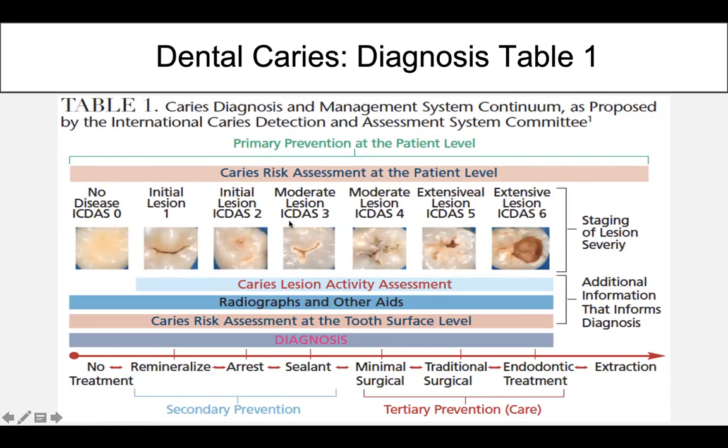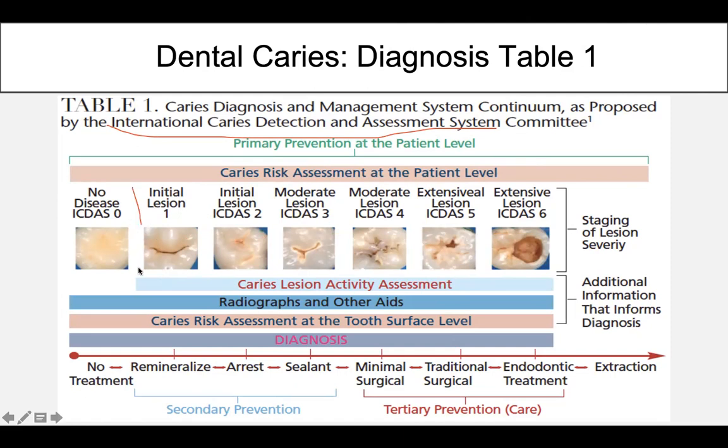If you ask me what ICDAS is, it is the International Caries Detection and Assessment System. It's not a big deal, but if you just remember stage 1, stage 2, stage 3, stage 4, stage 5, it's good. Stage 0 means there is no lesion, stage 1 or 2 is an initial lesion, 3 or 4 is moderate, and 5 and 6 are extensive stage lesions. So this was the International Caries Detection and Assessment System, staging of lesion severity.